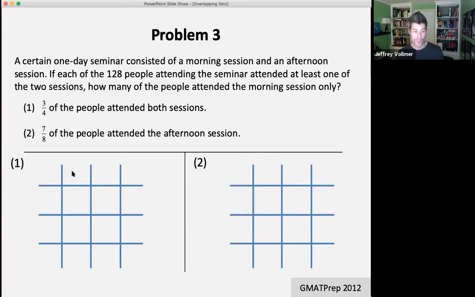So let's fill out this one on the left first. Got a 1-day seminar consisting of a morning session and afternoon session. Each of the 128 people attended at least 1 of the 2 sessions. How many of the people attended the morning session only? Cool. So I'm going to put M here, because I know morning is going to have to go somewhere. What I want to know is what do I put in the column next to M? What is the opposite of morning session?